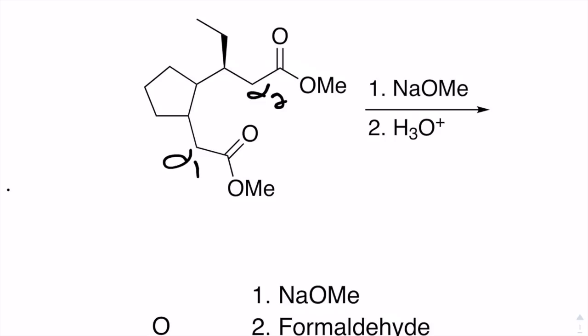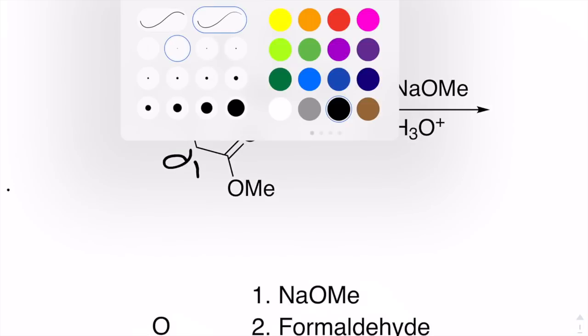Here, let's look at this one, alpha 2. So they both have 2 alpha protons available. So that means that we can form the enolate at both positions, and we can have 2 different products based on this attack. So this is an undirected aldol reaction. So let me just show you.